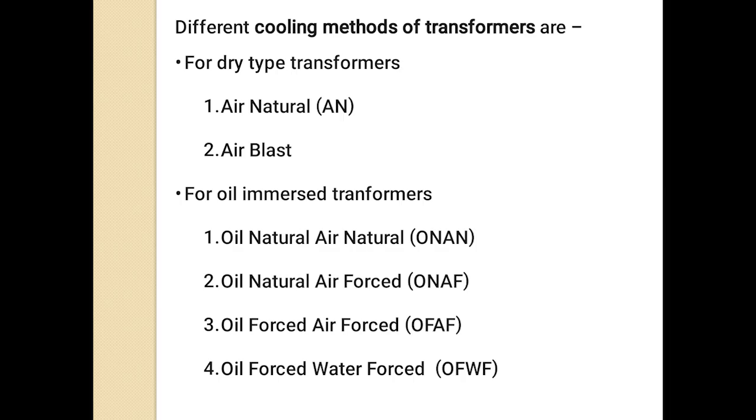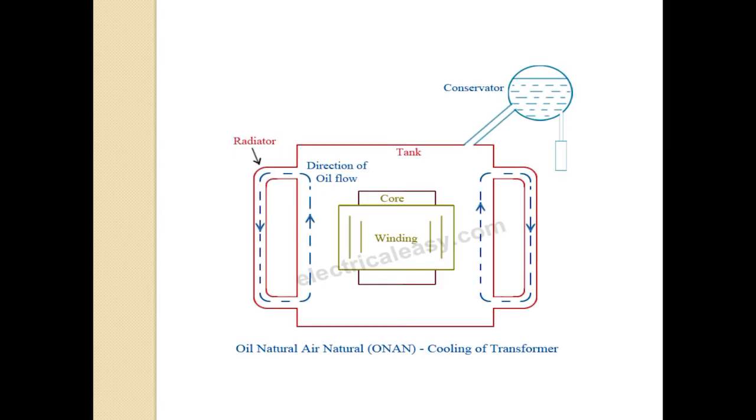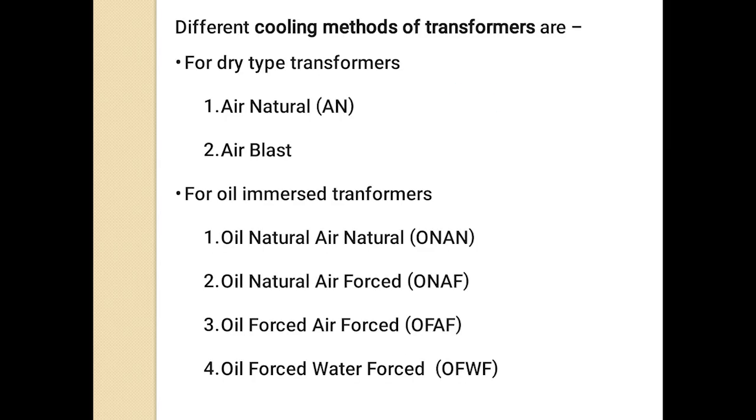So the different methods of cooling are air natural, air blast, then for oil immersed transformers, oil natural air natural, then oil natural air forced, oil forced and air forced, then oil forced and water forced. So these are the different types of transformers which are available. So first of all we need to know about air natural and air blast transformers.